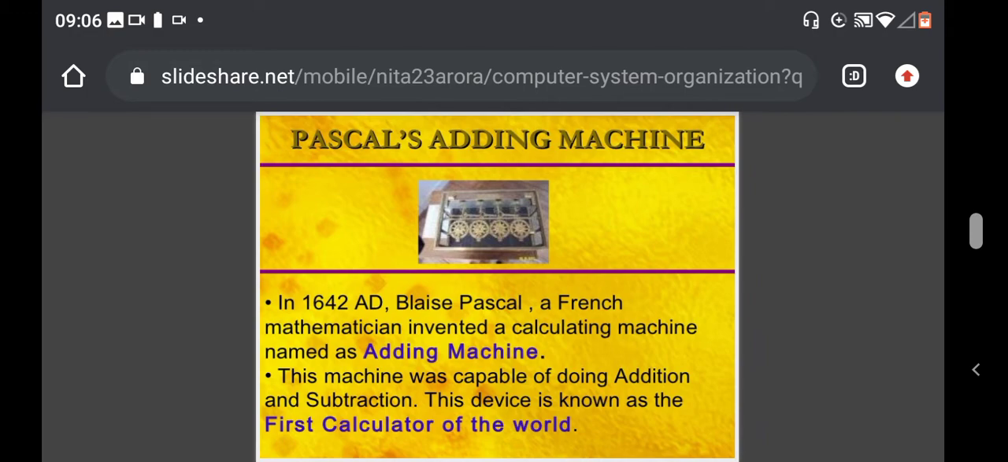Then we have Pascal's adding machine. In 1642, a French mathematician named Blaise Pascal invented a calculating machine named the adding machine, or should I say called Pascaline. The machine was capable of doing addition and subtraction. So there were actually two arithmetic operations introduced before: addition and subtraction. The device is known as the first calculator of the world.